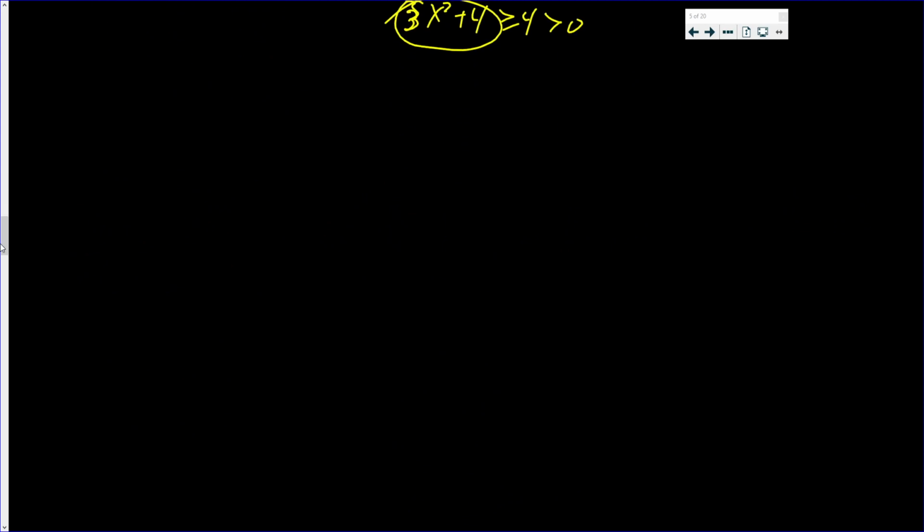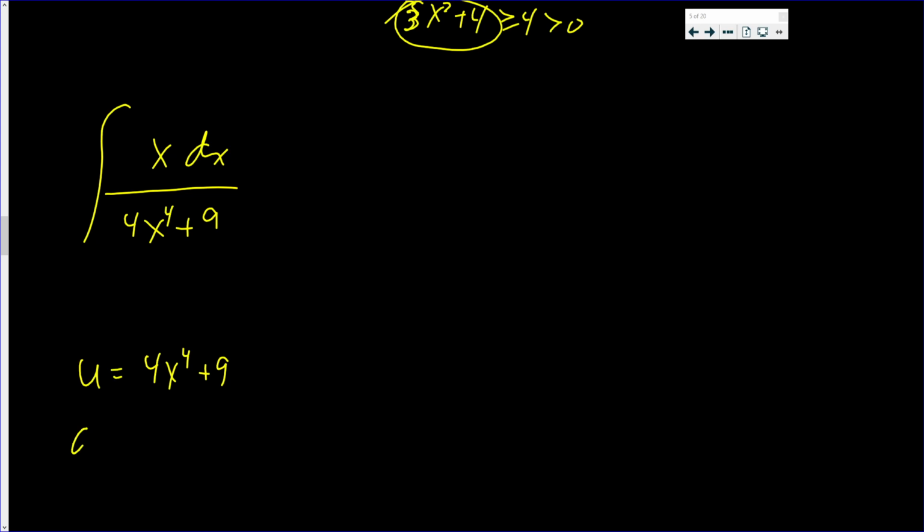Let's try one more. Integral of x dx all over 4x to the 4th plus 9. You might be tempted to say the bottom is 4x to the 4th plus 9, or maybe without the 9, but it doesn't matter because the derivative of 9 is 0 anyway. So whether you have the 9 or not, du is going to be a multiple of x cubed dx. You don't have x cubed. I mean, sure, you can multiply by x squared, but then you're going to have to multiply the bottom by x squared. And that's not going to work like you did with e to the x.